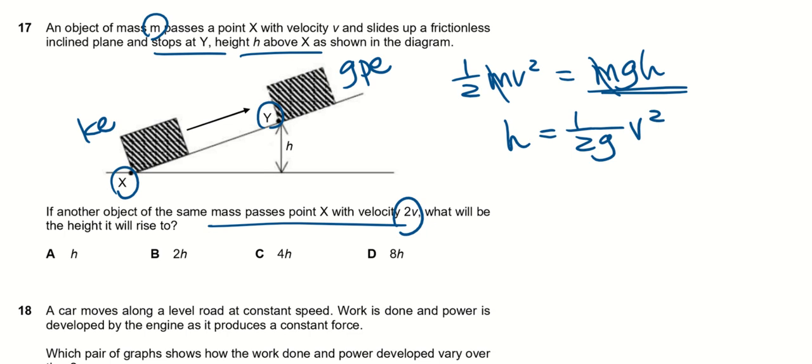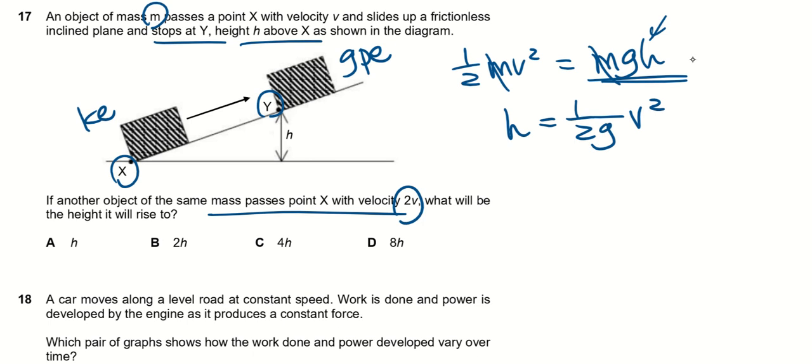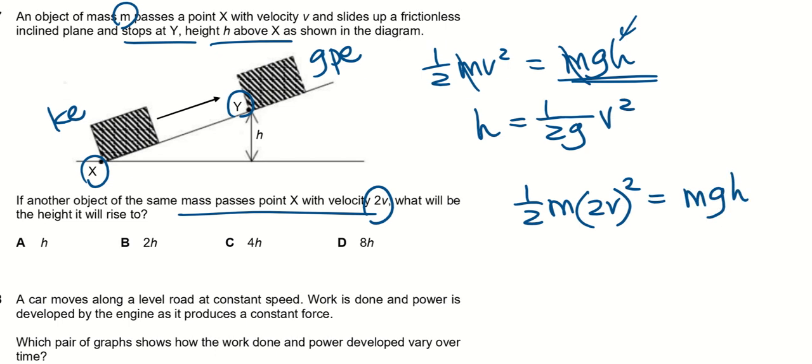Okay, so I make height the subject of the formula. I bring my g over, so h is 1 over 2g multiplied by v squared. Okay, so this is the first scenario. For the second scenario, it still obeys the principle of conservation of energy, with the same mass, but the v is now 2v, so (2v) squared equals to mgh. Okay, so this is the first case.